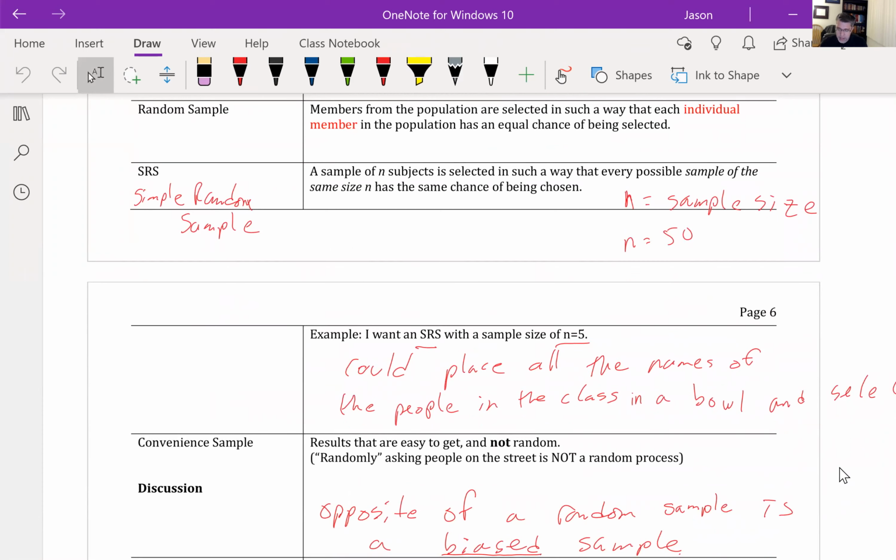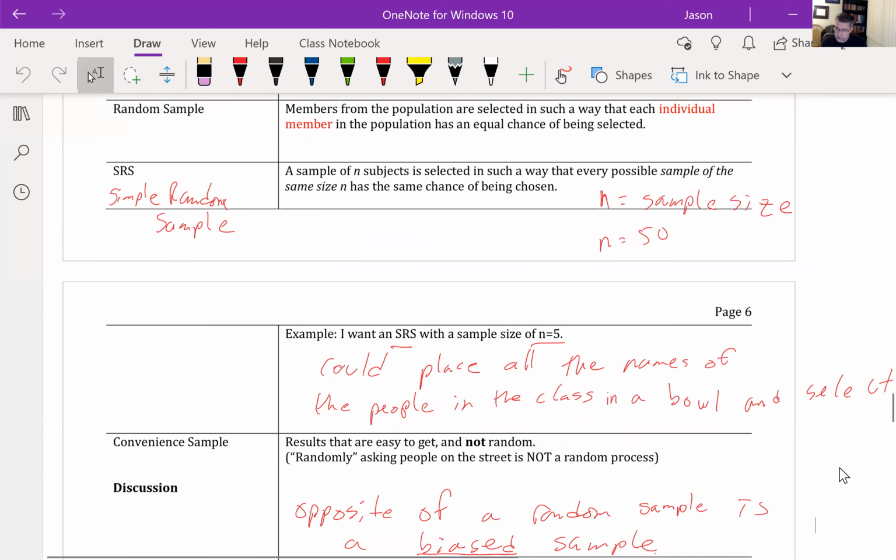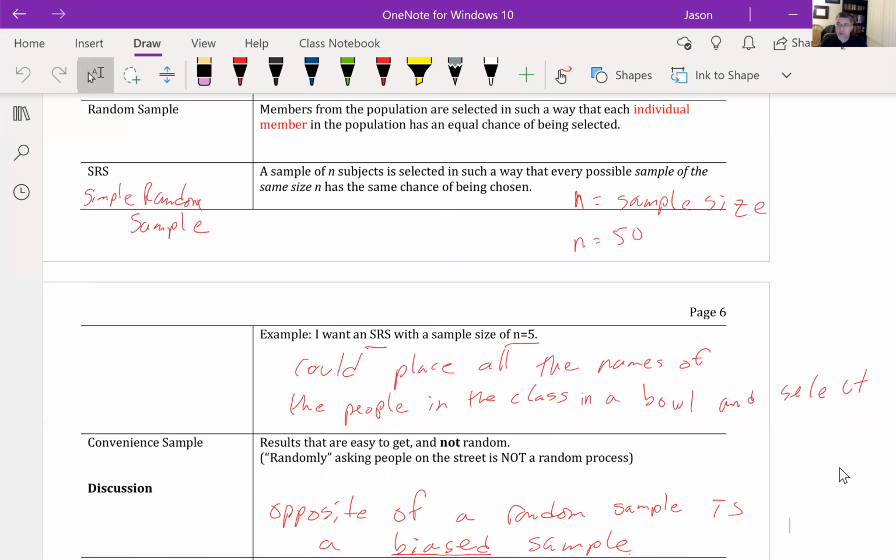Example: I want a random sample of size n. How could I get that? I could place all the names of the people in the class in a bowl and select 5 of them.